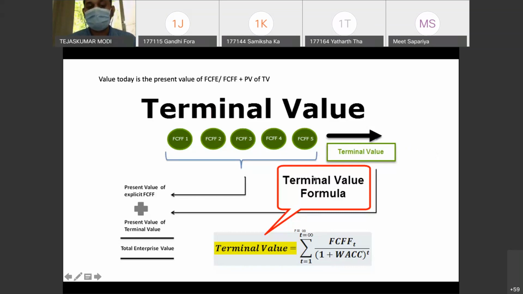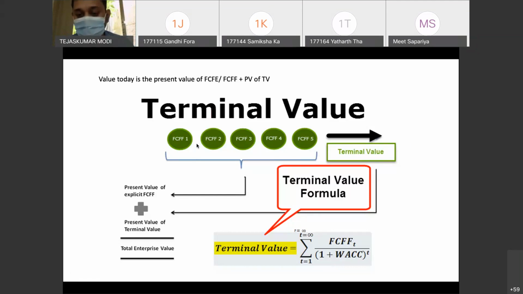The value of the firm is the present value of all this forecasted FCFF, that is the free cash flows to the firm for a 5 or 6 year horizon period, plus the present value of terminal value today. So the total of that is enterprise value, or value of the firm today.